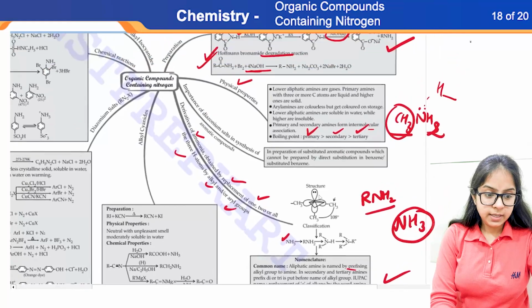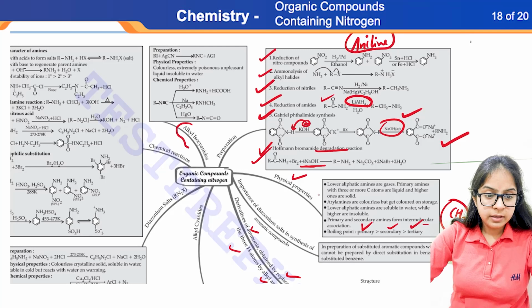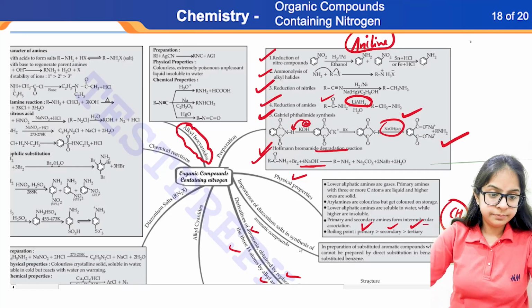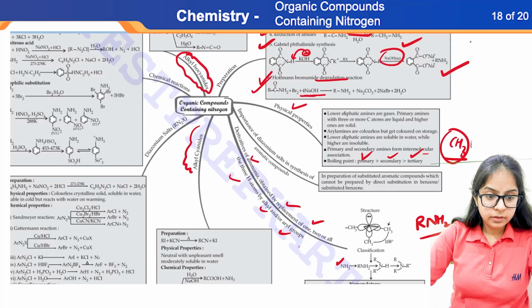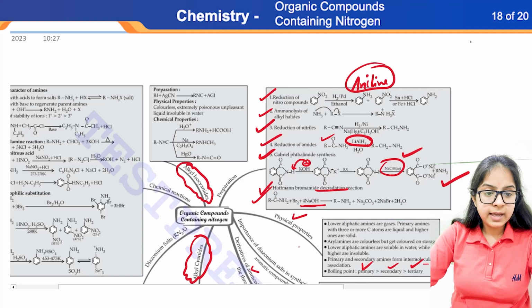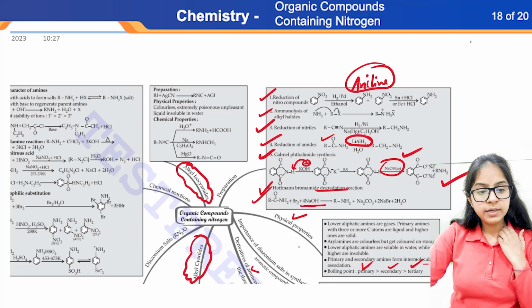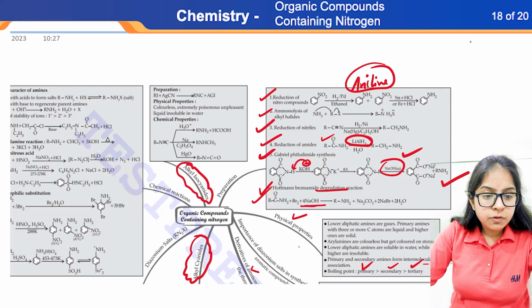Now the next two important ones are the alkyl isocyanides and the alkyl cyanides. First, alkyl isocyanides, how you can prepare them. RI means the alkyl halide. You take the alkyl halide, and AgCN is going to attack it. You will get RNC plus AgI. Physical properties: these are colorless, extremely poisonous, unpleasant-smelling liquids, insoluble in water.